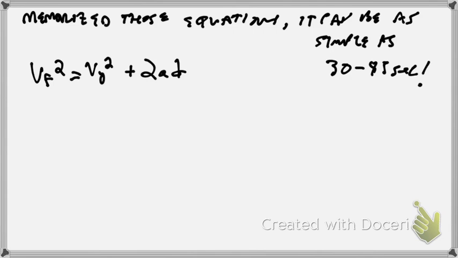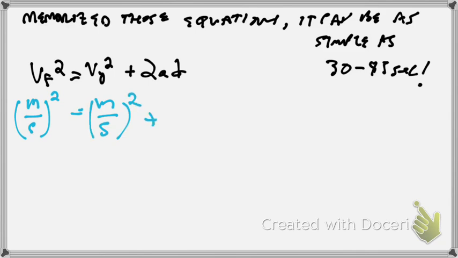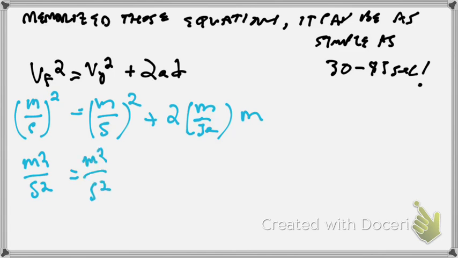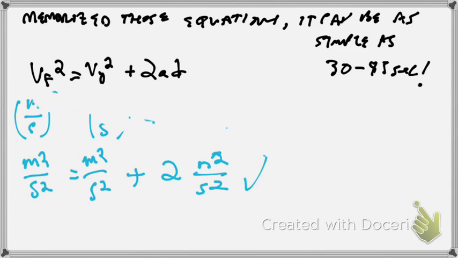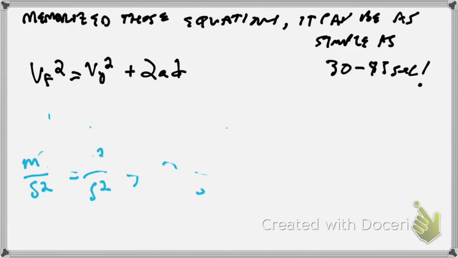Let's just say we memorized it and we want to see if our equation is right. So let's go ahead and check the units. Meters per second squared times meters. So meters squared over s squared is equal to meters squared over s squared plus 2 times meters squared over s squared. Okay, so the units work out. So our equation is right.